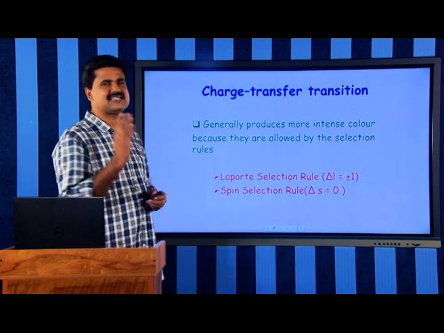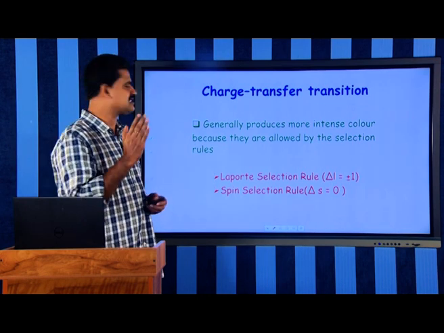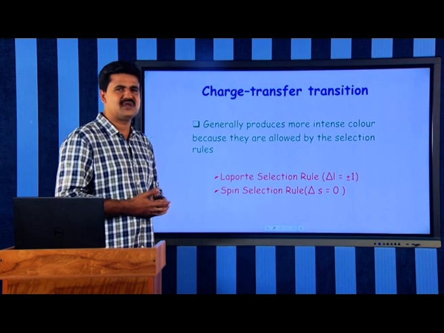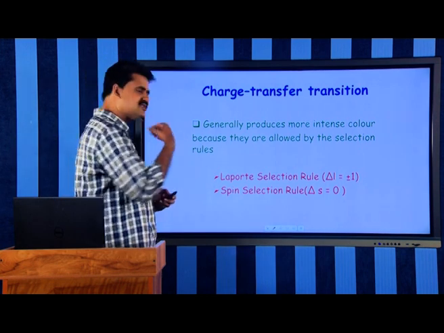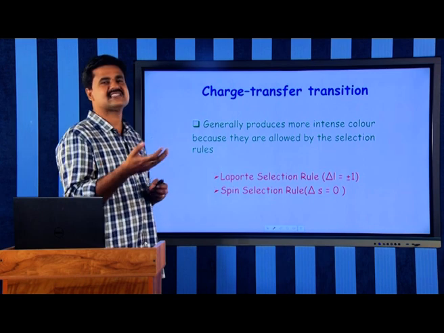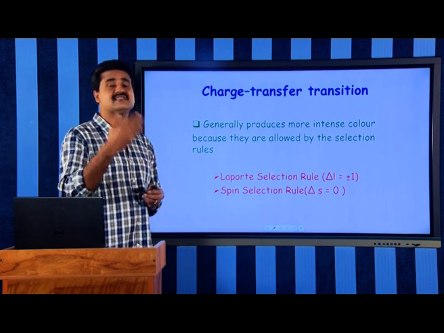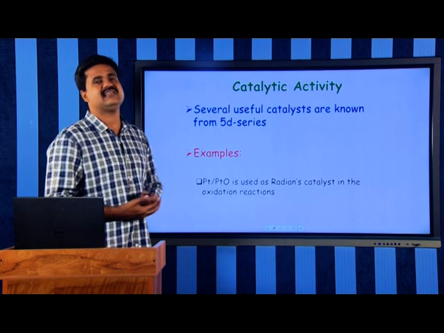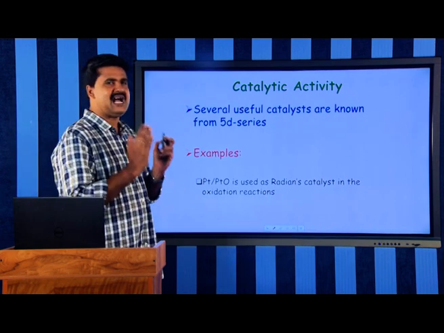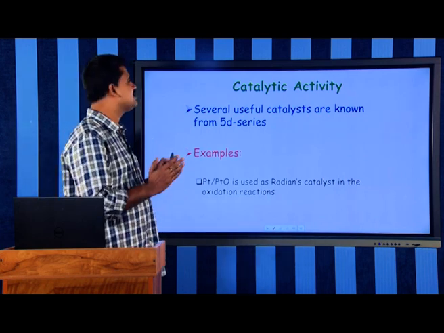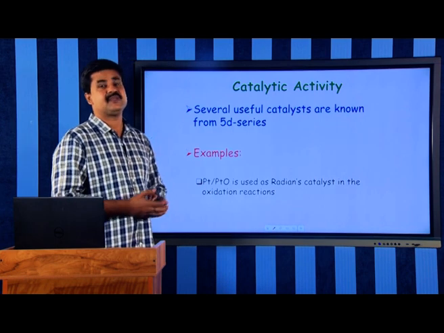The two important selection rules that govern electronic transition are the Laporte selection rule and the spin selection rule. These two selection rules permit charge transfer transition, and the color due to charge transfer transition occurs with very high intensity. Regarding another property, that is the catalytic activity.